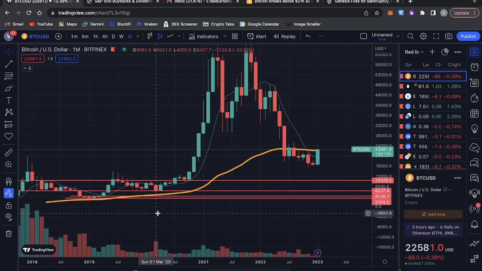So one thing I want to say is, in addition to identifying a trend reversal, you want to have everything automated so you don't have to think with your emotion.